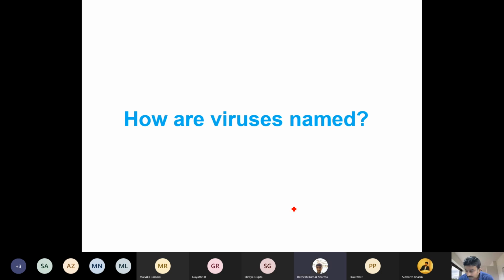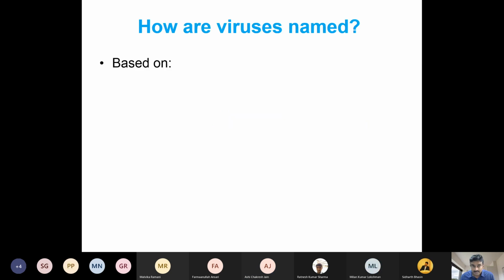Based on diseases and based on origins. Origin can mean a variety of things. Anybody else? Based on the disease they infect, the disease they could cause. That's correct. Based on the site at which they replicate. Perfect. Anything else you can think of? Based on their structure, how they look. All are correct.